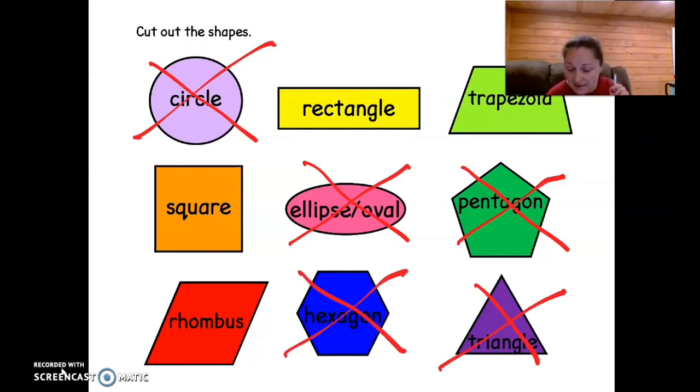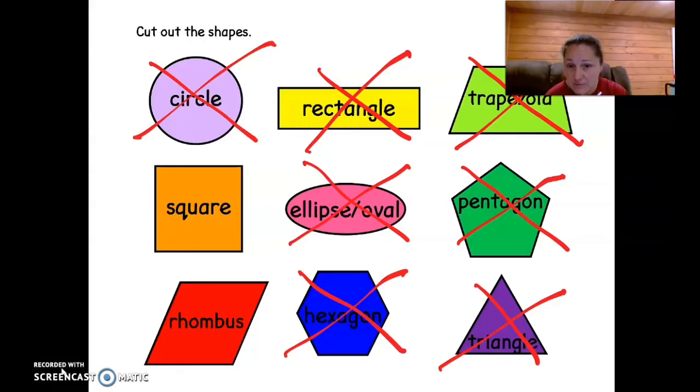Now it says, I always have 2 pairs of parallel lines. That gets rid of our trapezoid because he does not always have 2 pairs of parallel lines. That leaves us with a rectangle, a square, and a rhombus. Let's see. I always have 4 equal sides. See a rectangle. Now we're down to square and rhombus, and it says, I can have angles bigger than 90, obtuse.